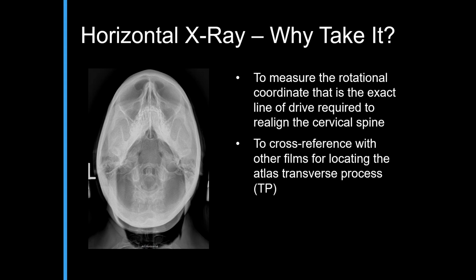why do we take it? Well, we want to measure the rotational coordinate. That is the exact line of drive required to realign the cervical spine, and to cross-reference with the other films for locating the atlas transverse process. And when it says cervical spine, it's really your C1 rotation. If your C1 is rotated in comparison to the skull, that directly changes everything as far as the alignment is concerned.